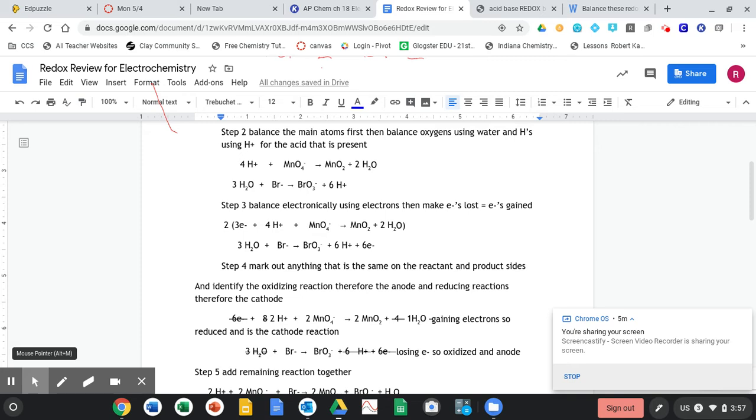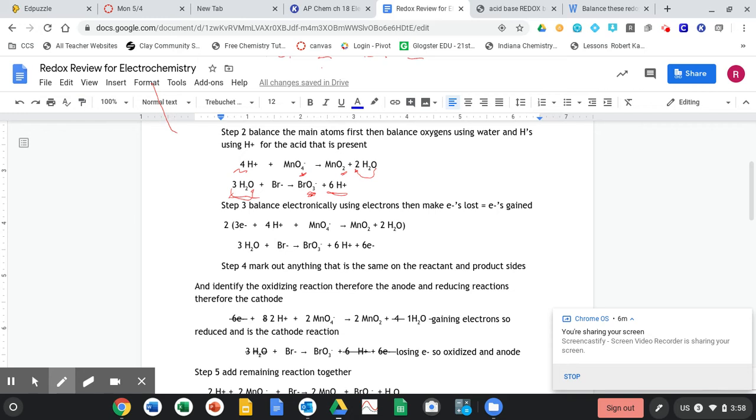So notice I have 4 oxygens here, and 2 oxygens here. So that's why I add 2 waters, because that adds 2 oxygens. Well, that also added 4 hydrogens, so I go to the other side and put the 4 hydrogens. Now I am atomically balanced. This one, I have 3 oxygens, so I add 3 waters, so I get 3 oxygens on this side. That also added 6 hydrogens, so I go to the other side and add 6.